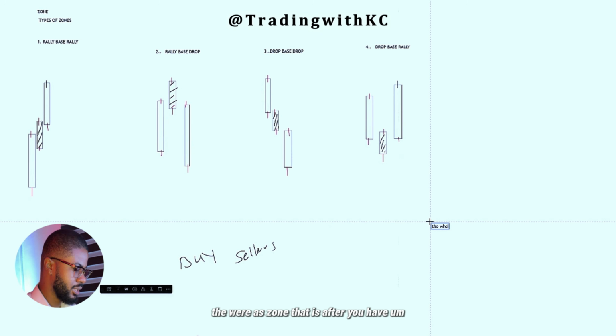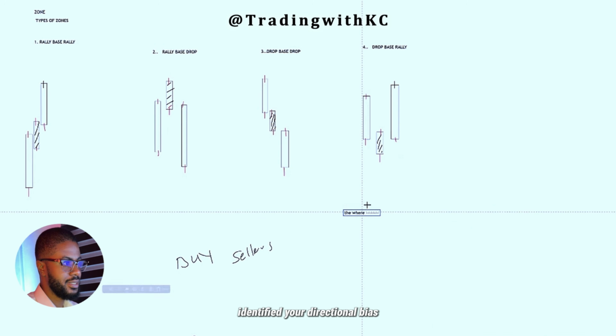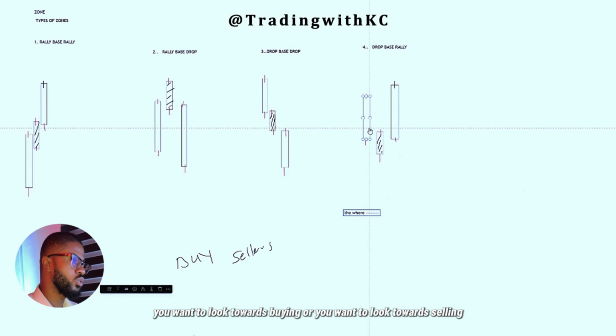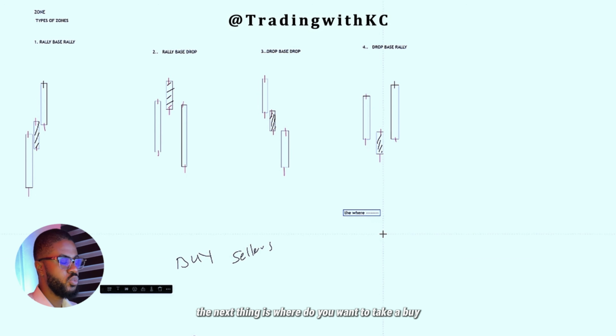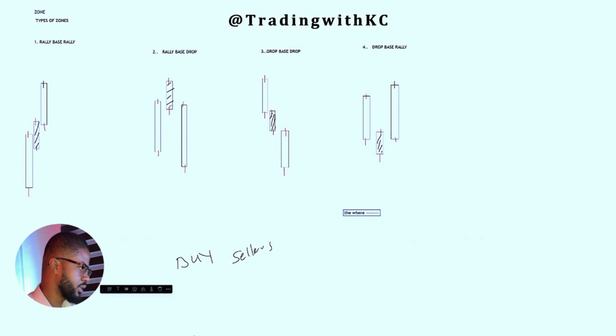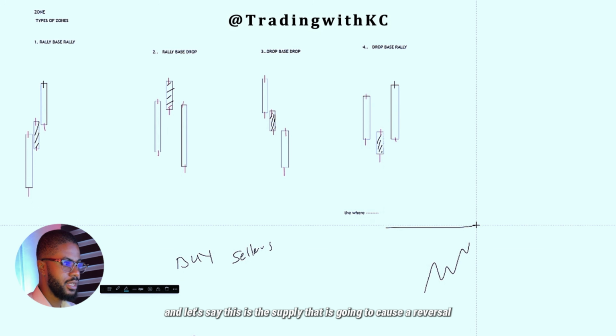That is, after you have identified your directional bias, you have identified that you want to look towards buying or you want to look towards selling, the next thing is, where do you want to take a buy or where do you want to take a sell from? That is where zones come in. For instance, let's say I have something like this. And let's say this is the supply that is going to cause a reversal.